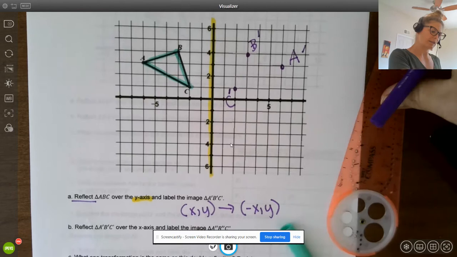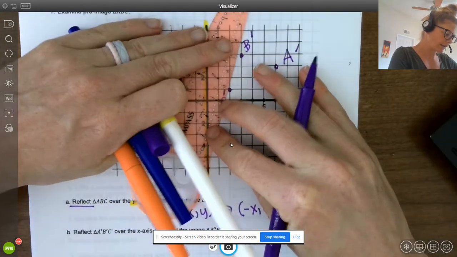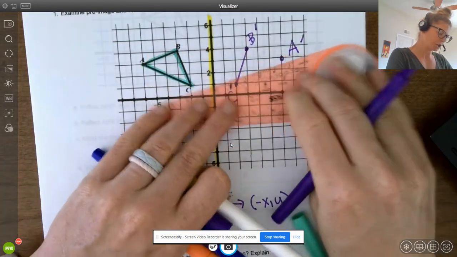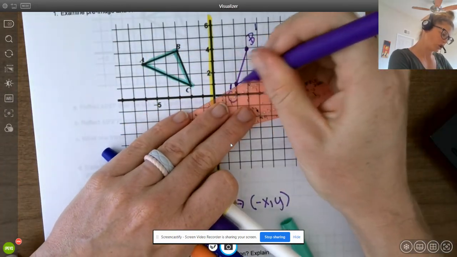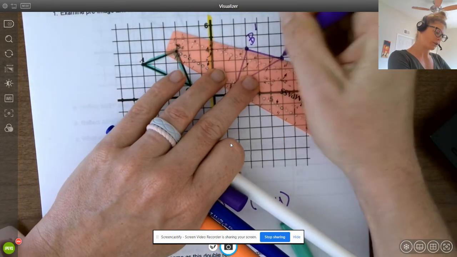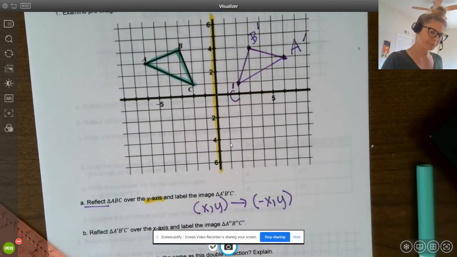And maybe you use a straight edge to connect these. Make it look good, like it should. Going to perform that reflection across the y-axis. Okay, so here we go.